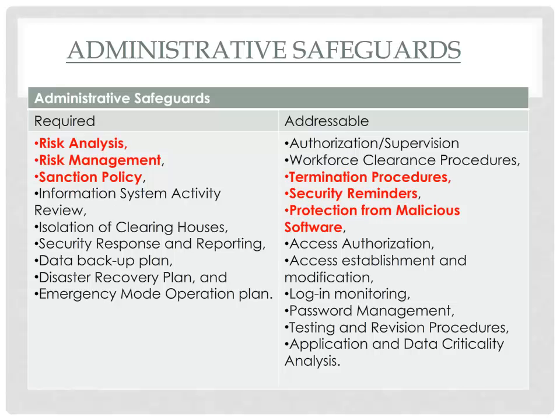Here is a list of HIPAA administrative safeguards. Under HIPAA, it is required for a company to conduct a risk analysis on a regular basis and to have a plan for managing that risk as well as a sanction policy for anybody who violates HIPAA.